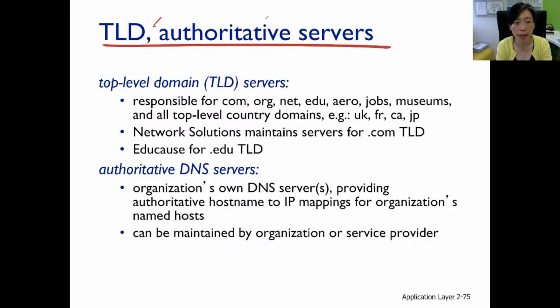Next, the second and the third level DNS servers. At the second level, we have a bunch of these TLD servers, top-level domain servers. They're responsible each for a different top-level domain. So top-level country domains as well, UK, FR, CA, etc. So essentially, this is the last part of the host name there. Right? And each of these TLD servers is maintained by some sort of organization of public interest. Some people call them NGO. So for example, Network Solutions maintains the servers for the .com TLD and Educause for the .edu TLD.